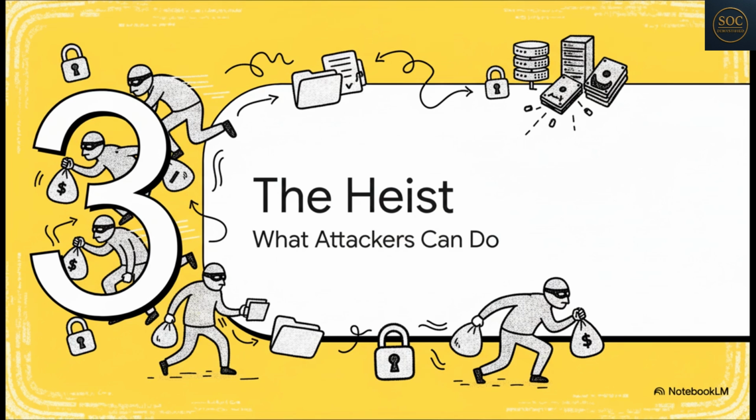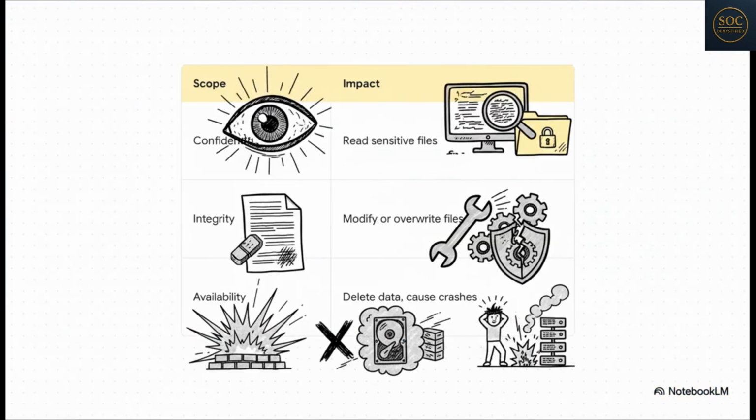So once they're out, the real damage can begin. This is the heist. Let's look at what attackers can actually do once they have this kind of access. The damage really falls into three big categories. First, you have confidentiality. An attacker can read files they should never see, like that /etc password file, which has user account info. Second, they can go after integrity. This means they could modify or even overwrite critical system files, maybe even mess with security settings. And finally, there's availability. They could just delete essential data, crashing the whole application and locking everybody out.